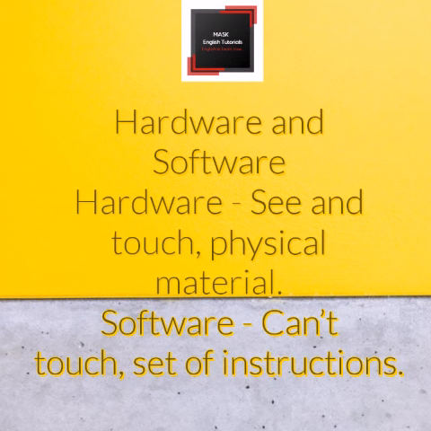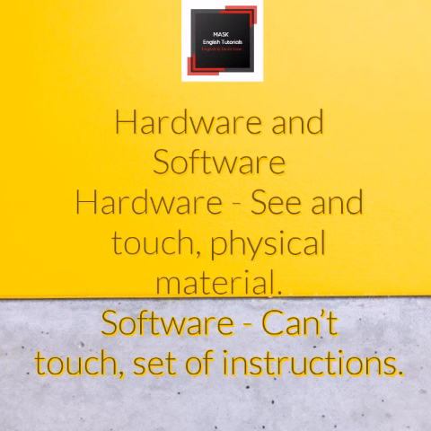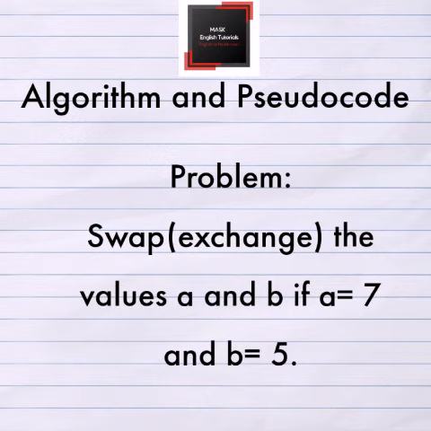First, differences between hardwares and softwares. Hardwares include the physical parts that we can see and touch and are constructed using the physical materials. Softwares include the set of instructions or the codings we write to make the hardware work. We can't touch the software.